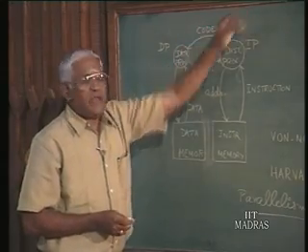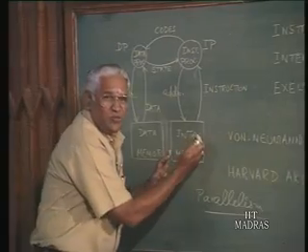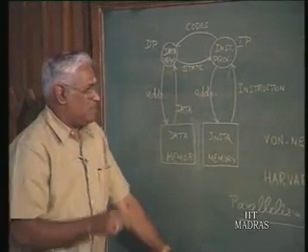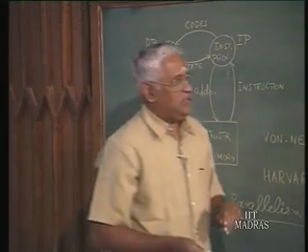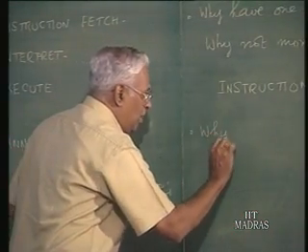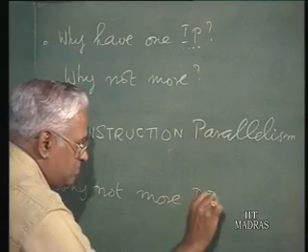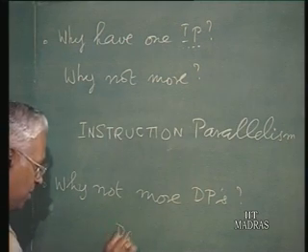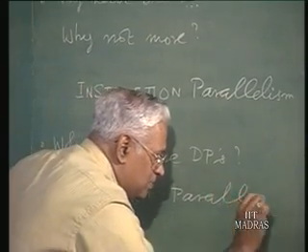Then when you have more than one IP, can you still continue with one memory block? Maybe here also we will have to have more than one memory block. We will not bother about that yet. Now, the same thing asking about this DP or the data processor. Why have only one DP? Why not more DPs? Sure. Then in which case obviously we would be talking about data parallelism.